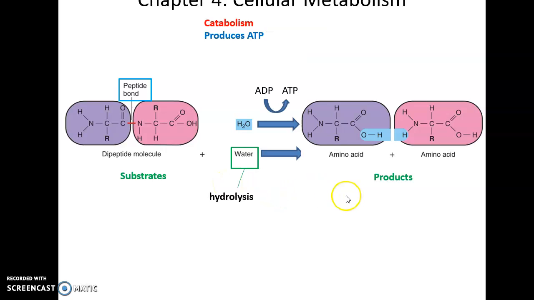All right, it turns out that the substrate is the dipeptide molecule. The two new amino acids are the product. Substrate is also water. So the product is the two amino acids. Again, the arrow points to the product. Since we're cutting something bigger up into smaller pieces, it is catabolism. It's hydrolysis because water gets broken up between the products, produces ATP because catabolic reactions produce energy.